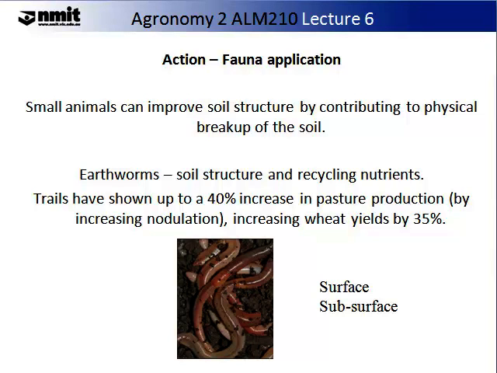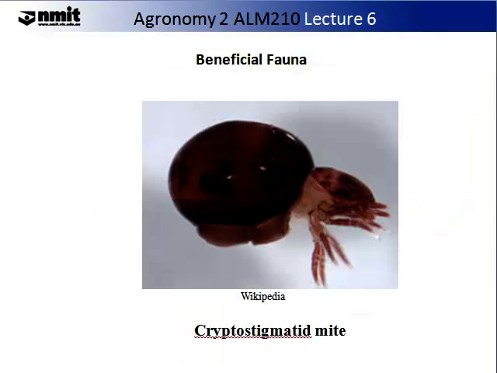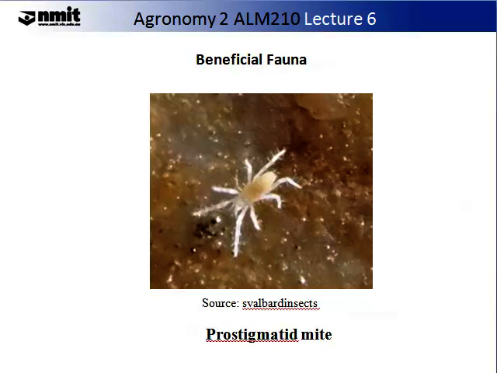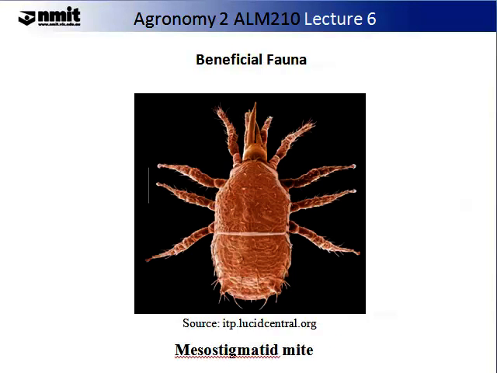There are other beneficials as well. The image on the slide is of a cryptostigmatid mite. This is a beneficial fauna and can help with the breakup of soil and add to soil structure. The prostigmatid mite on your slide is another example of a beneficial fauna. And the final mite I will show is the mesostigmatid mite.